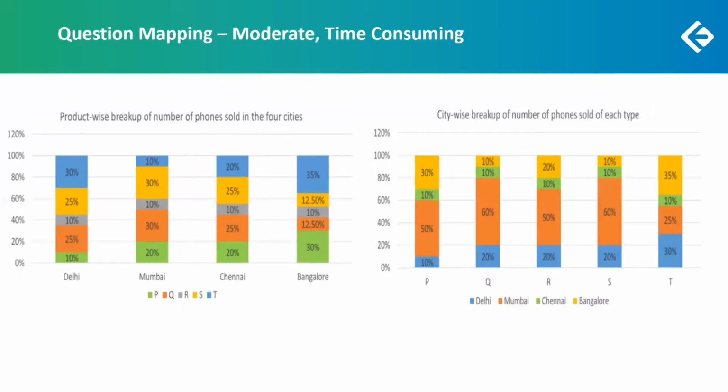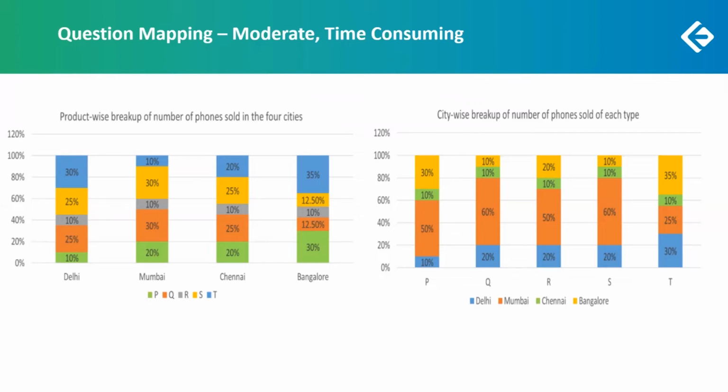Next, we had a moderate and time-consuming set, which was based on stacked bar charts. So we had one chart in which we had the product-wise breakup of the number of phones sold in 4 cities. In another chart, we had the city-wise breakup of the number of phones sold of each type. Now, at the beginning, this might have seemed confusing because we had 2 different charts. We had stacked bar charts, and we might have found it difficult to correlate the information, to combine the 2 charts and get a proper picture of the data.